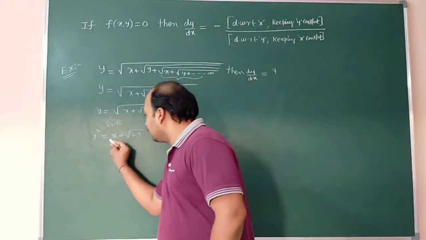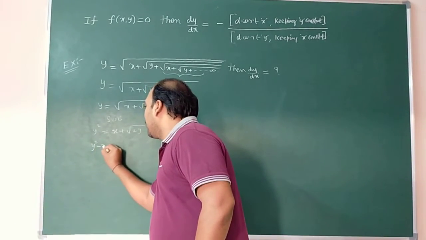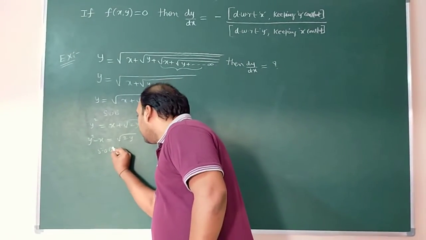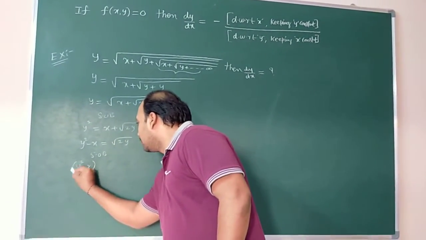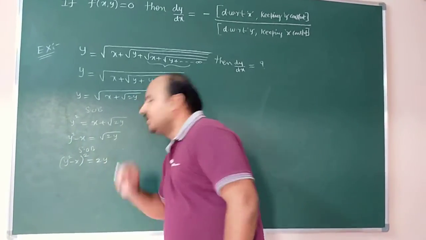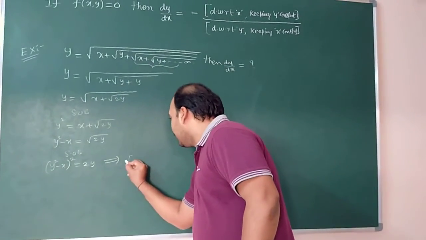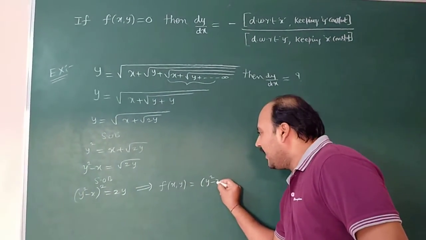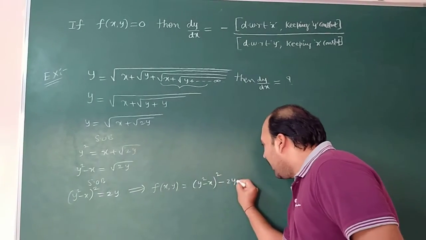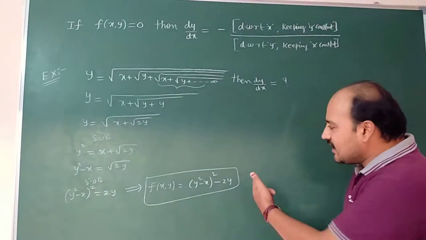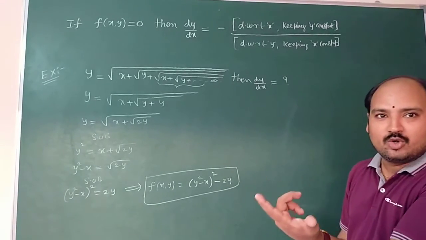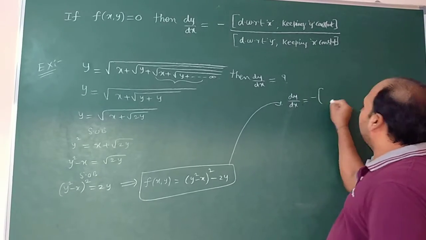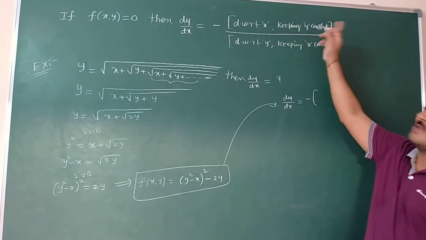Again we have to differentiate. So x, you can take this side. y square minus x is equal to root 2y. Squaring on both sides, (y square minus x) whole square is equal to 2y. Now you can assume that f(x, y) is equal to (y square minus x) whole square minus 2y. For this type of function, this is an implicit function, we know how to differentiate. dy/dx equal to, first in the numerator differentiate with respect to x keeping y as a constant.